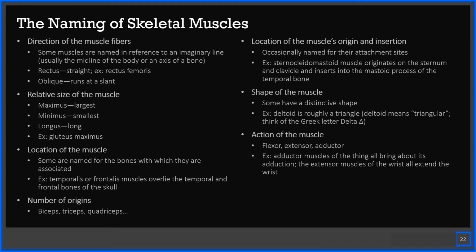The shape of the muscle. So some have a distinctive shape. So the deltoid is roughly a triangle. Deltoid literally means triangular, and you can think of the Greek letter delta, which is signified by a triangle. And the action of the muscle: flexor, extensor, adductor. So for example, the adductor muscles of a thing all bring about its adduction. The extensor muscles of the wrist, in this example, extend the wrist.